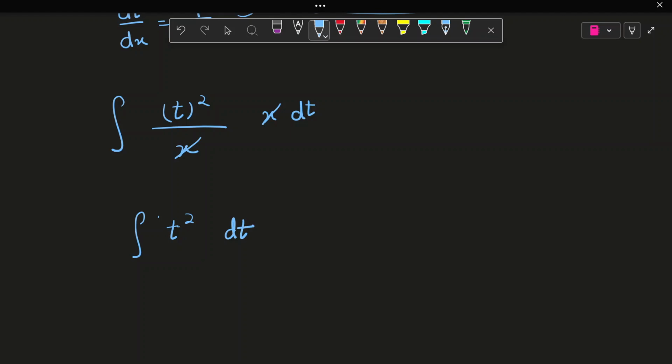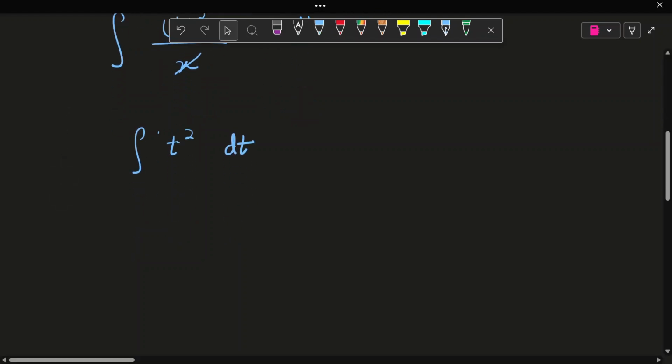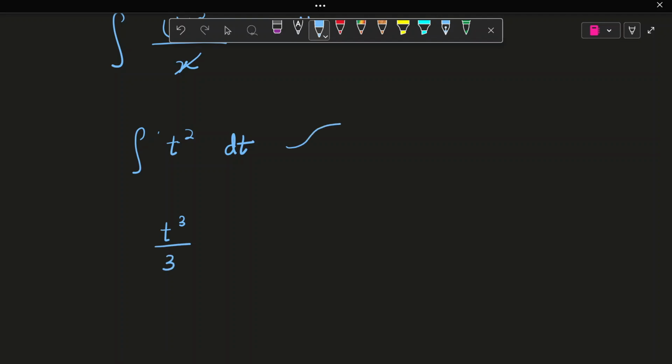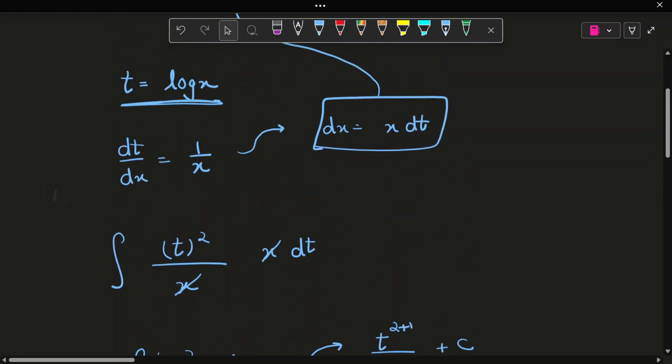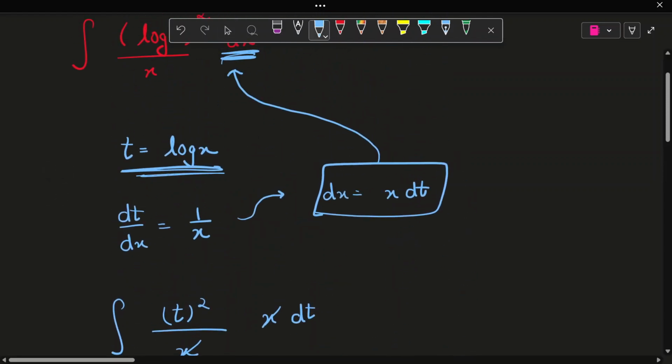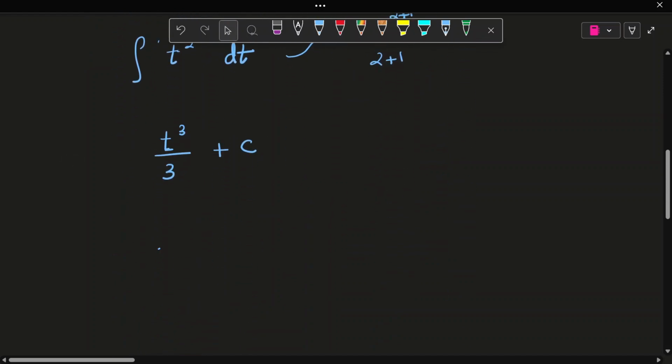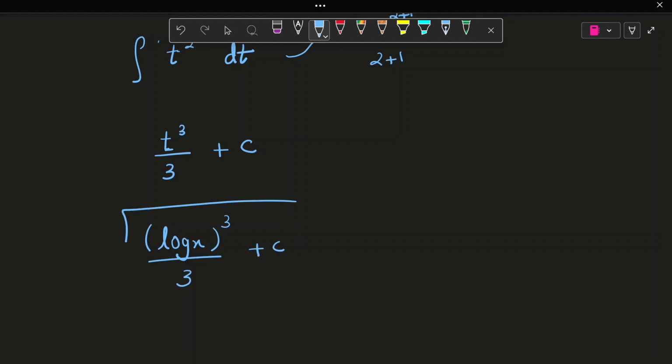And using the basic property of integration, its answer would be t cube over 3. It was something like t to the power of 2 plus 1 upon 2 plus 1 plus c. So it would be t cube over 3 plus c. Now remember to replace this t once again, where t equals log x. So if we write here, it would be (log x) whole cube over 3 plus c. This is our final answer.